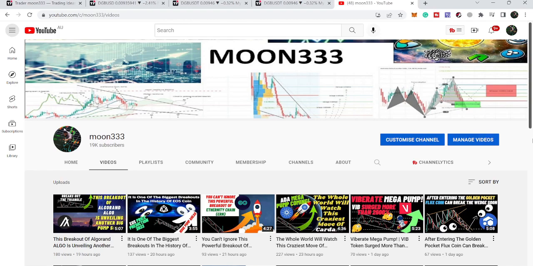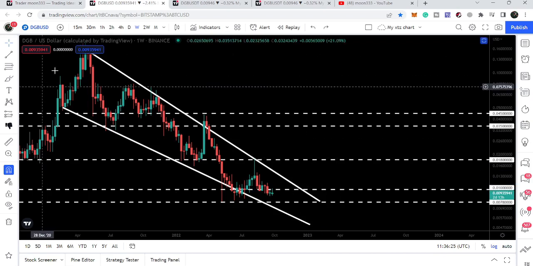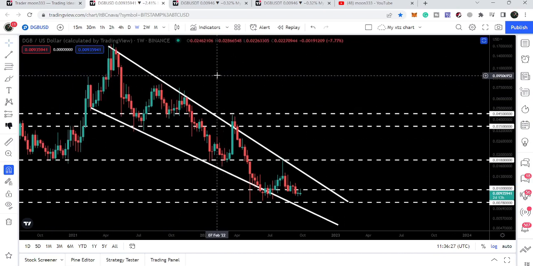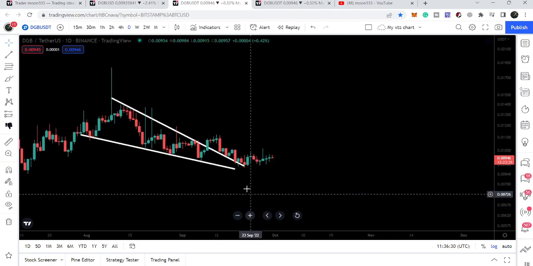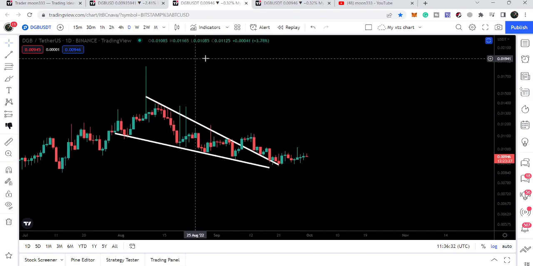Hope you're well and welcome to the new update on DigiByte coin. In today's video, we will once again take a look at this big falling wedge pattern on the weekly time frame chart, and I also want to show you once again this falling wedge pattern that has been formed on the daily time frame chart as well.